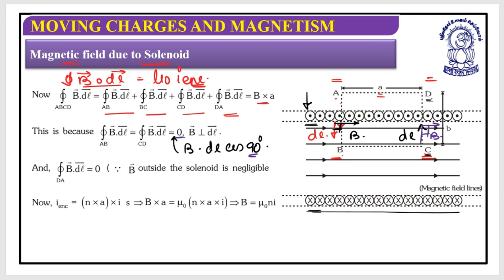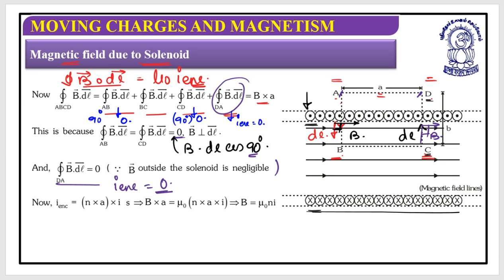Great. Now let's understand the case of the BDA. As you can see, this section is just outside the loop where current is flowing. So in this case I enclosed would be 0, and as I enclosed is 0, the line integral of B dot dl would be equal to 0. So what I understand is that AB is 0. Why? Because of 90 degrees. The CD is 0. Why? Again because of 90 degrees. This is 0 because I enclosed is 0.